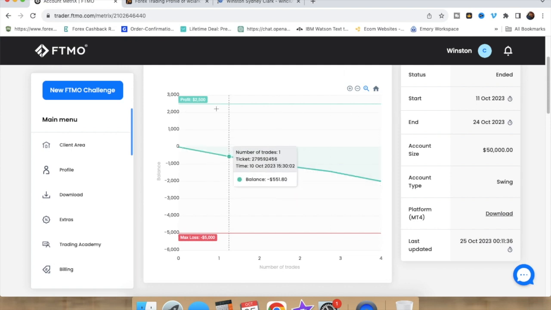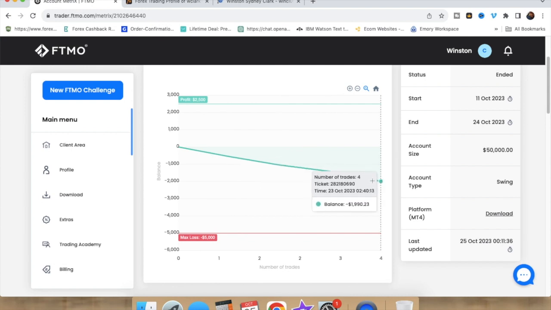So for this account, for the free trial, the goal is to get 5% profit, and the maximum loss is 10%. And as you can see here, all 4 of my trades resulted in a loss. And let's see, status ended. Here's a summary of my account. I did use the swing account type, and I did use MetaTrader 4, which is why I decided to use an expert advisor.